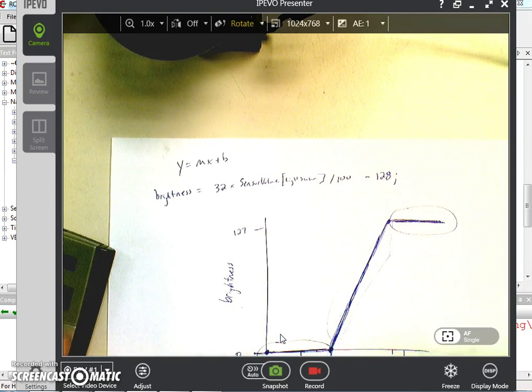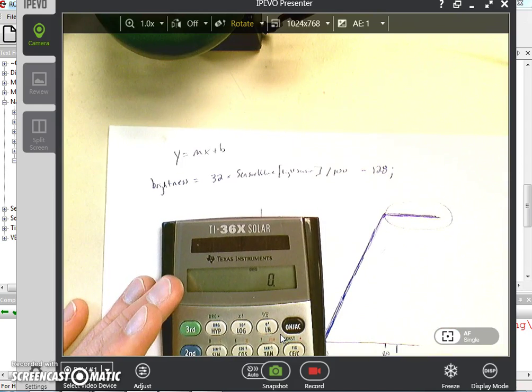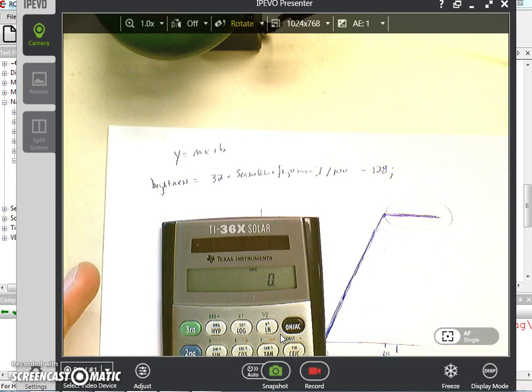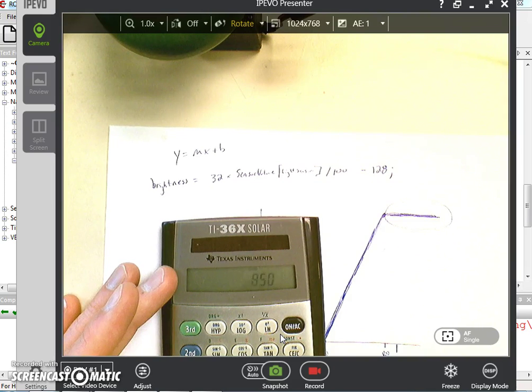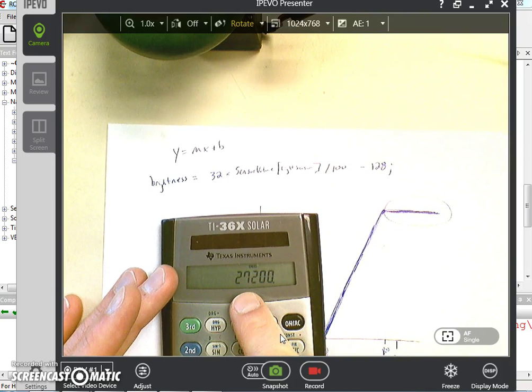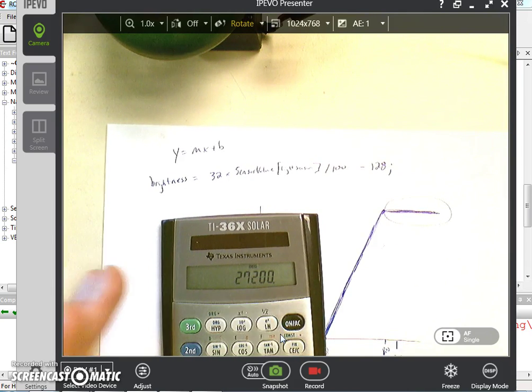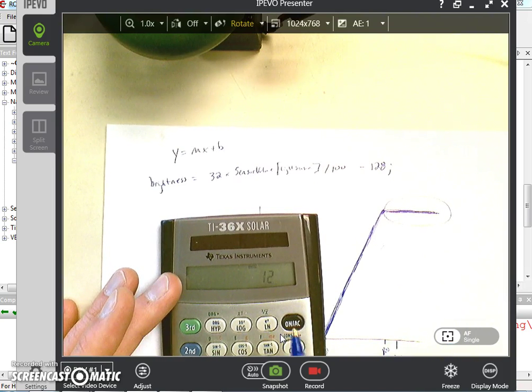Now, here's where I caution you: remember, integers can only hold up to about 32,000 for their value. So if you have 32 times 850, you're getting close to that maximum value that can be stored in an integer. So right now I think we're okay. And then when we divide by 100, it gets to that. And if I subtract 128, we're good to go.